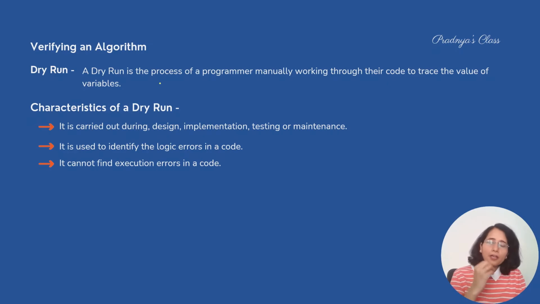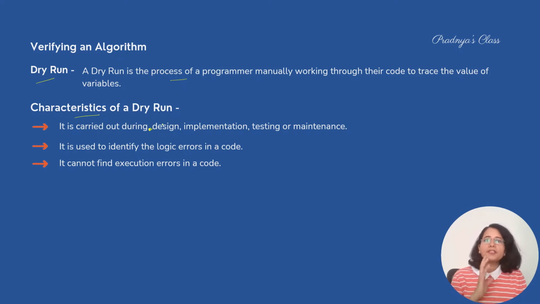After writing the algorithm, we have to verify whether it is giving the correct output or not. For that we can go for a dry run. What is the dry run? It's the process of manually working through the code, and we have to check the effect of each line on the value of the variable.